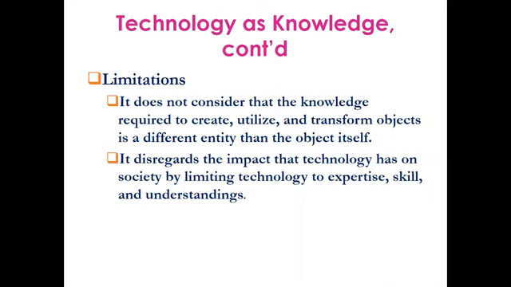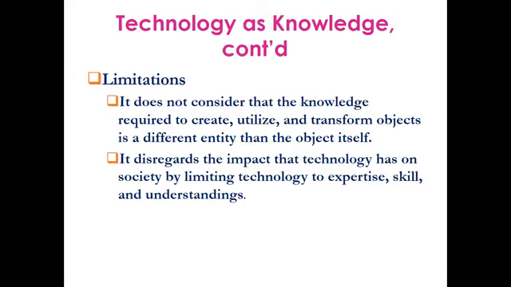Now, there's a limitation with the definition of technology as knowledge, metaphorically as knowledge. The limitation here is that it does not consider that the knowledge required to create, utilize, and transform objects is a different entity than the object itself. So even though there are two different distinctions of scientific knowledge and technological knowledge, this definition doesn't fall into that. It separates the two and makes it look as though it stands on its own.